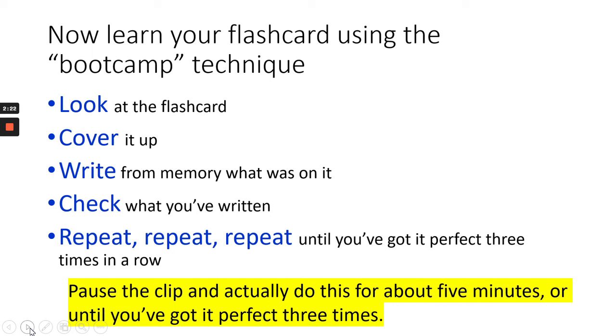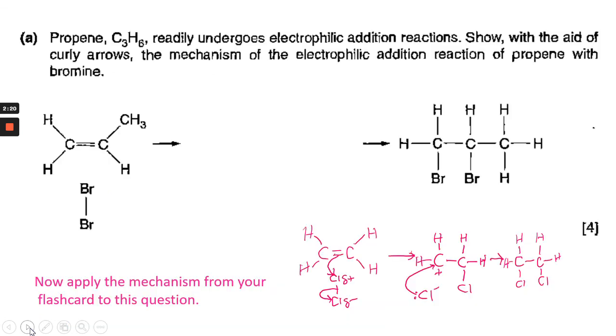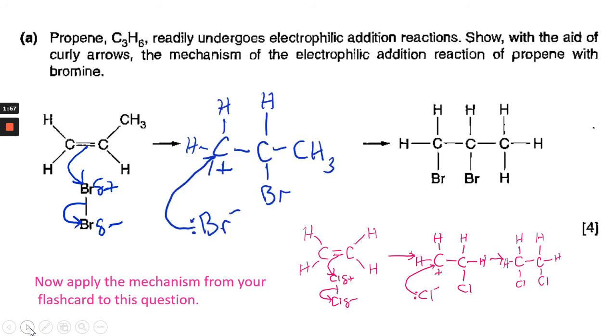So I'm now assuming you've done that, and we're going to apply the mechanism from your flashcard to this question. So you can see this question is about propene, not ethene, and you've got bromine, not chlorine. So bromine is your electrophile, it's electrophilic addition like it says in the question. So you put in the curly arrows and the dipoles, you put in the intermediate and the bromide ion attacking the positively charged carbon. So it's very similar to the one that we put in the bottom right hand corner. So we're now applying the information across.